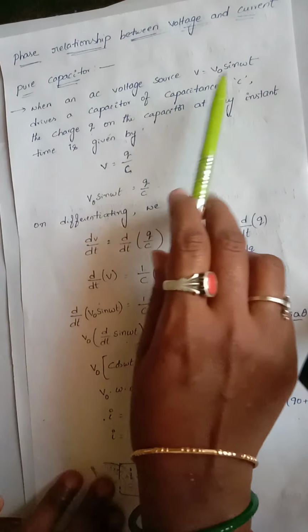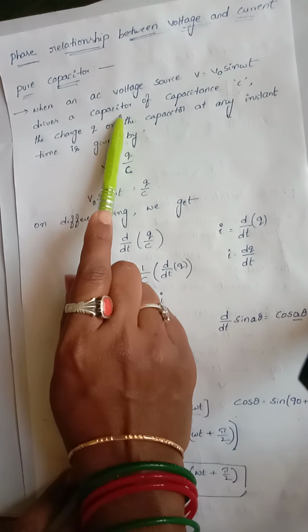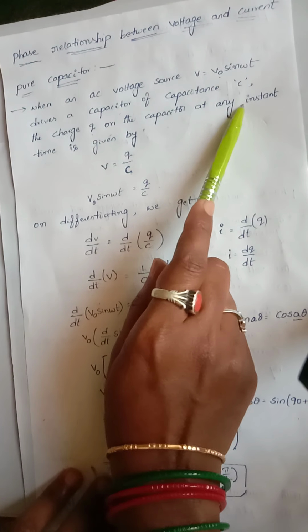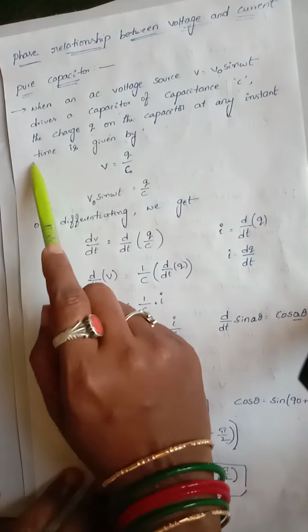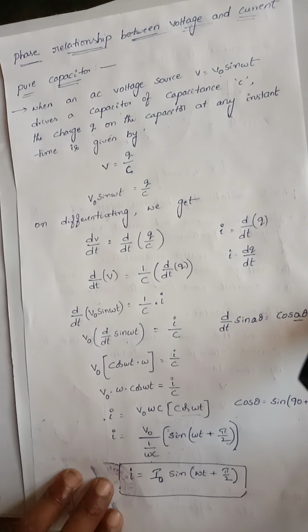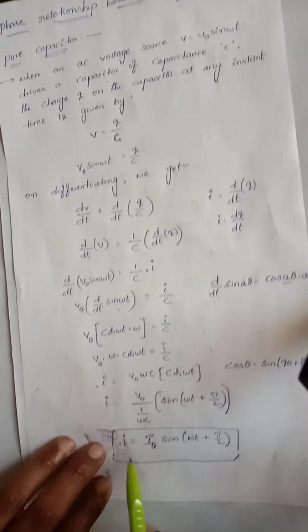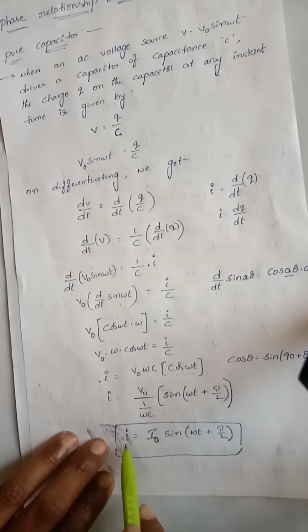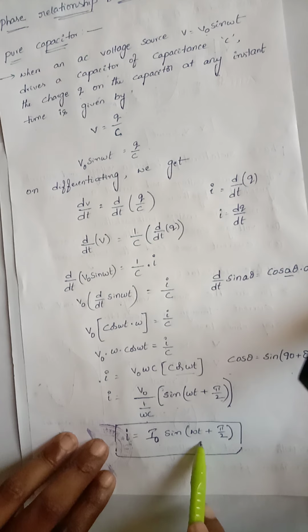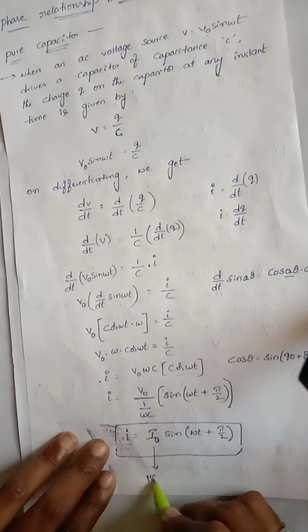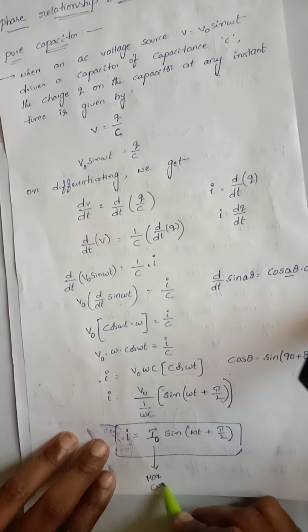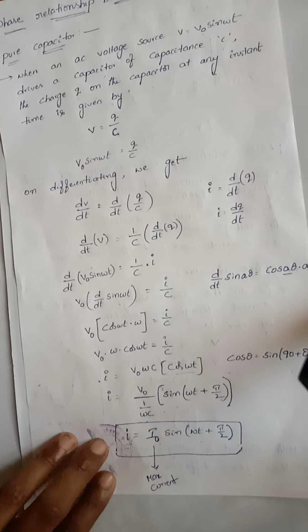When an AC voltage drives a capacitor of capacitance C, the charge Q on the capacitor at any instant of time gives V equals Q by C. From that we get the current passing through this circuit, I equals I naught sin of omega t plus pi by 2. Here I naught is the maximum current.